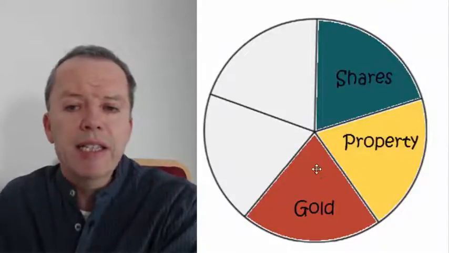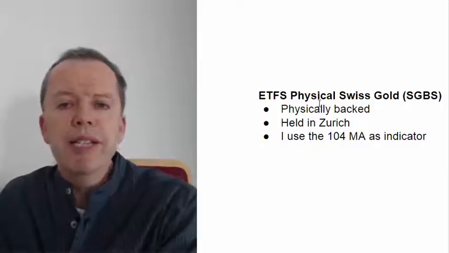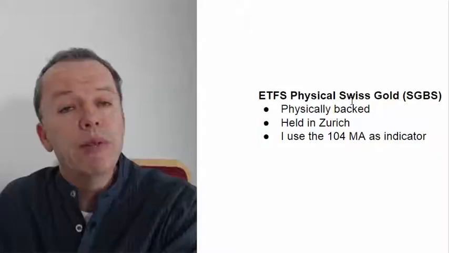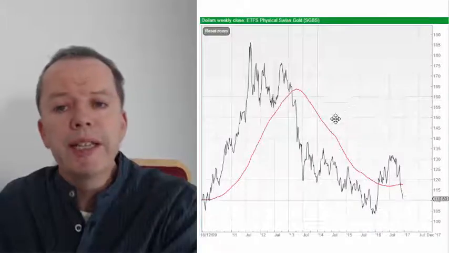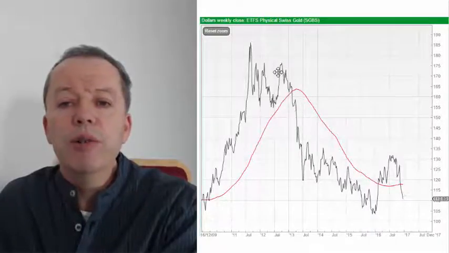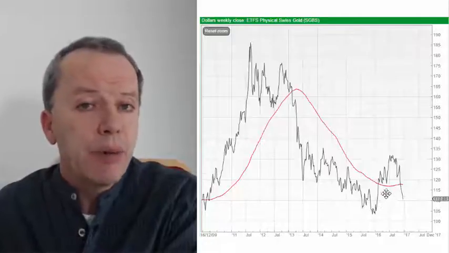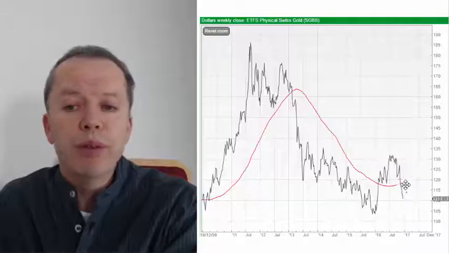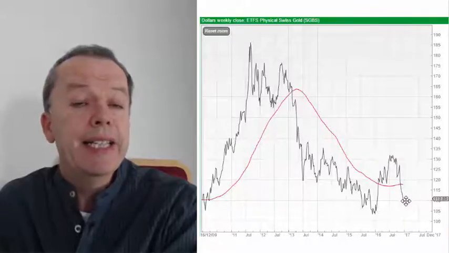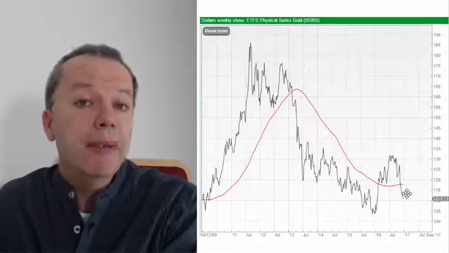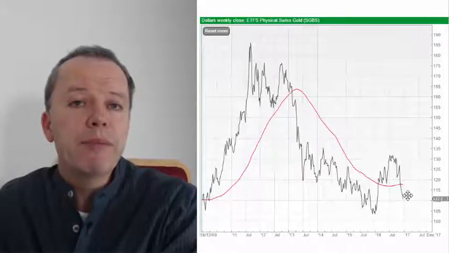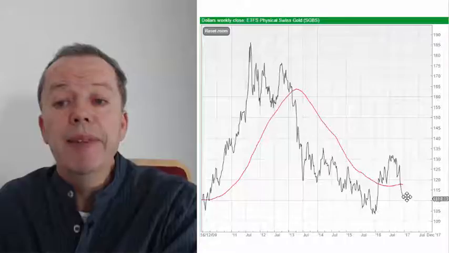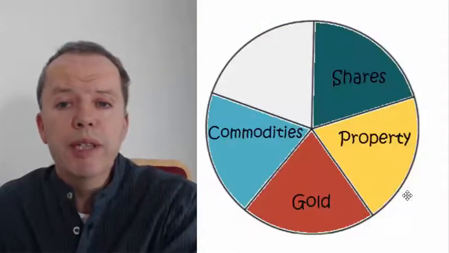Now, the next slice of the pie is gold, and I use the ETF Physical Swiss Gold, SGBS, to get exposure to gold, and this is the price of gold. It had fallen, and then in 2016 it rose a lot, but then recently it's fallen again, much more than I would have predicted, and it's right down here now. So I'm in cash, so my gold investment got liquidated a couple of weeks ago. It remains in cash, and we'll see what happens to the gold price.